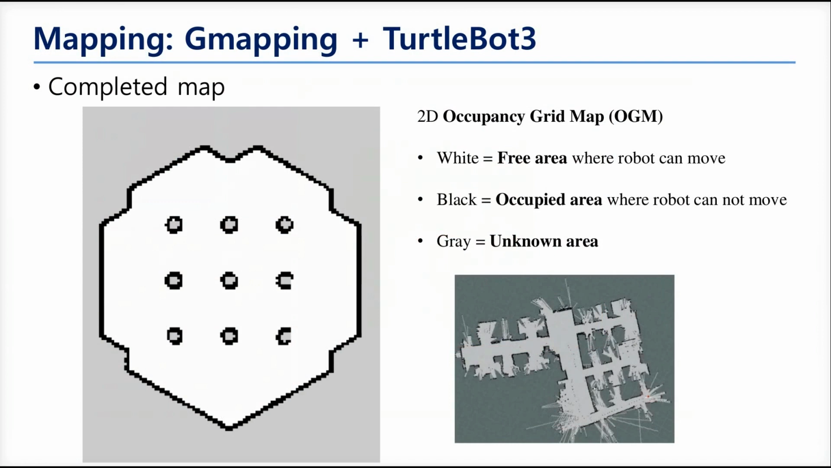Here are the details of the map data. SLAM makes a 2D occupancy grid map. The pixels in the map data show the contents in three colors, which mean free area, occupied area, and unknown area. Here it shows three colors, but some SLAM packages show the map even in a colorful way.